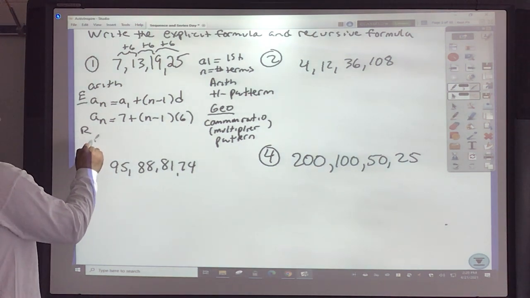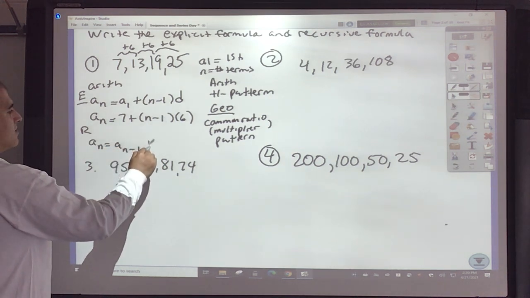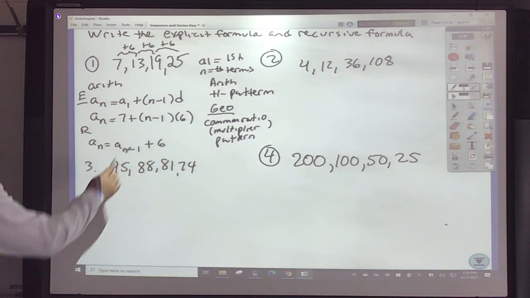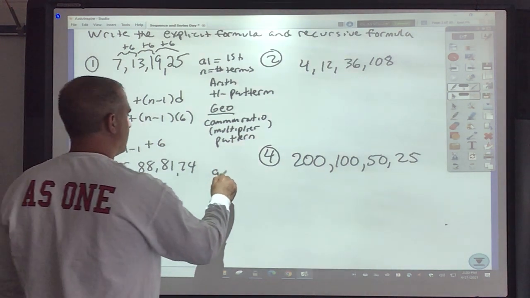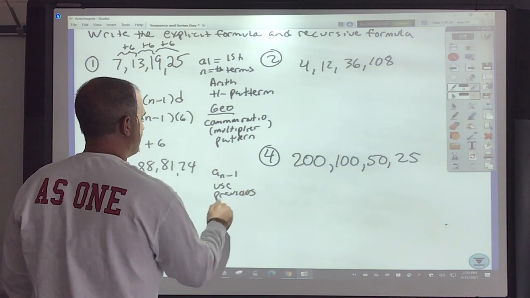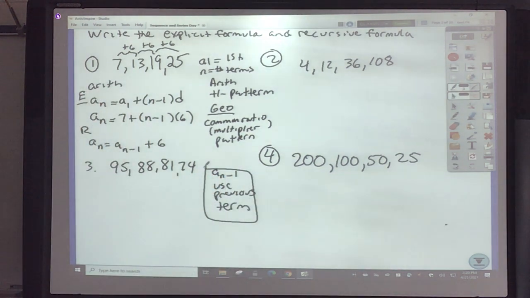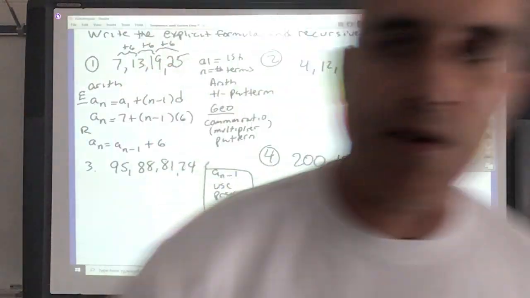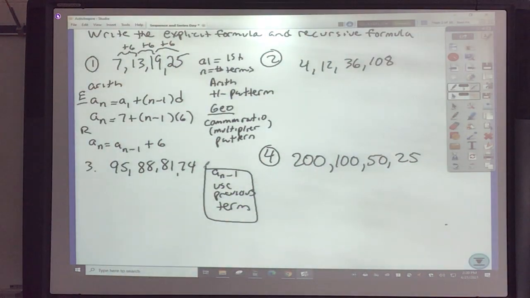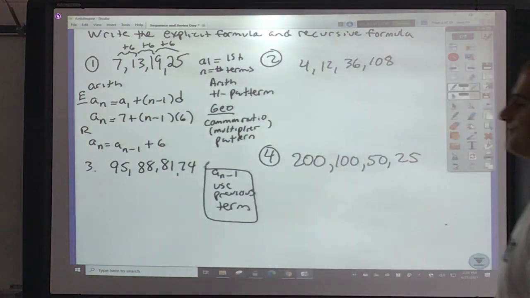The recursive formula is a_n equals a_(n-1) plus whatever your difference is. What a_(n-1) means is use the previous term. Recursive, while it's a fancy term, basically means just continuing the pattern. So what is happening? You're just continuing the pattern of adding 6.